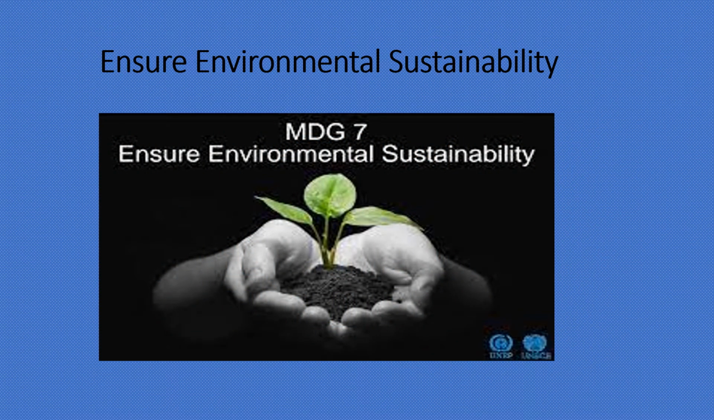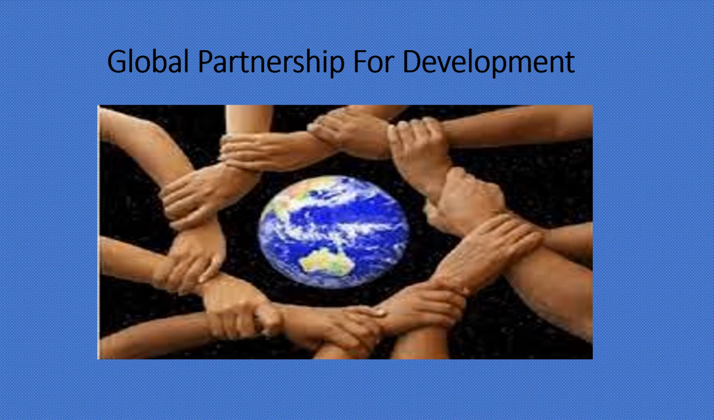Number 7, ensure environmental sustainability. The natural resources base and ecosystem must be managed sustainably to meet people's food requirements and other environmental, social, and economic needs. Climate change, increased water scarcity, and conflicts over access to resources all pose challenges to environmental sustainability and food security. And number 8, Global Partnership for Development.